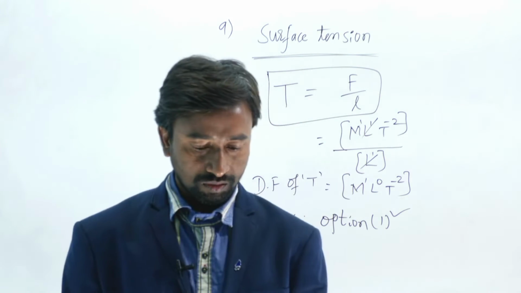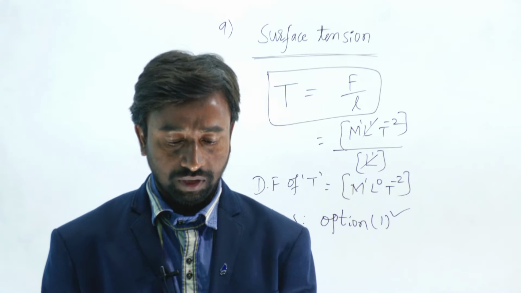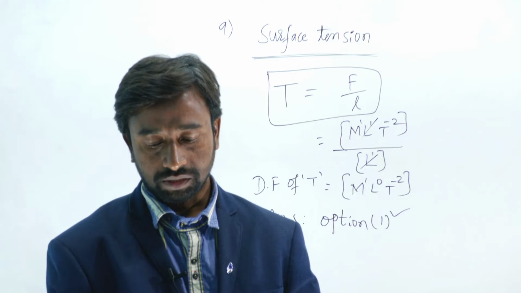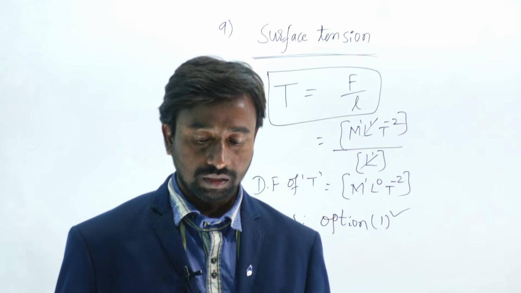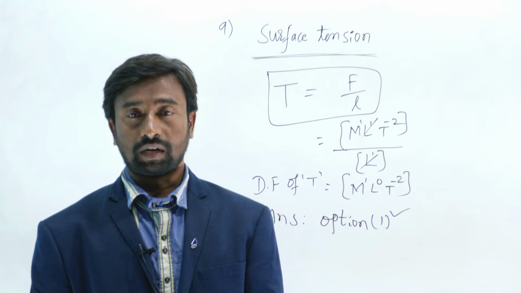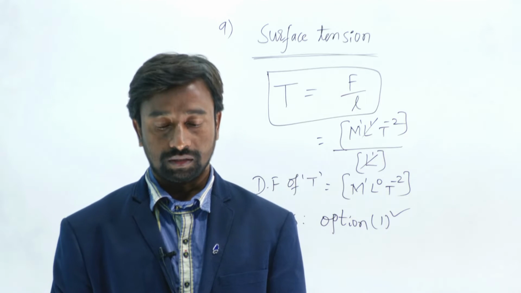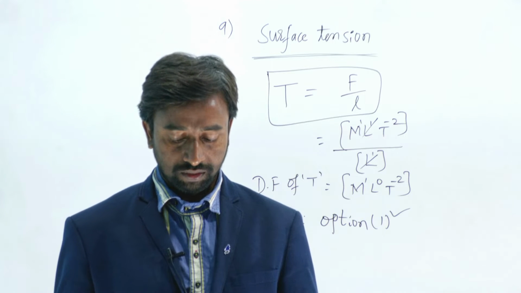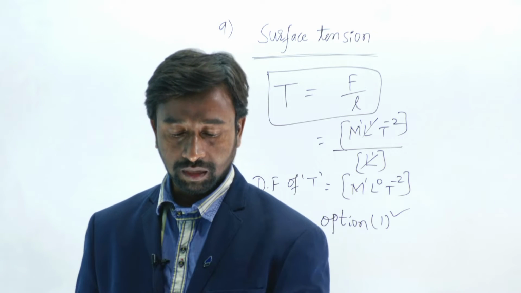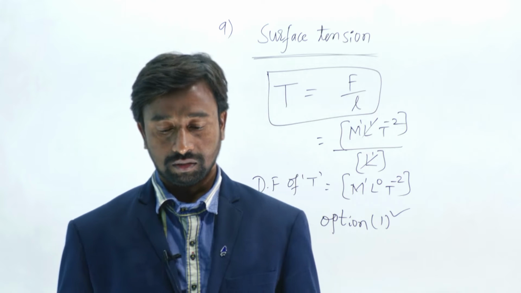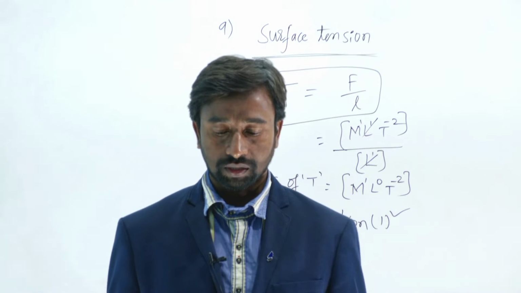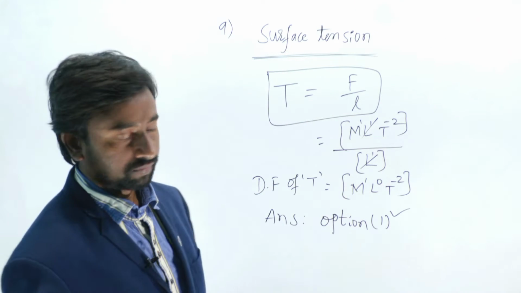Okay, so next, the tenth one. The dimensional formula of gravitational potential. Gravitational potential is nothing but work done per unit mass. Gravitational potential is work done, or you can say gravitational field, per mass. We can also say gravitational potential energy here. So here they have given it.